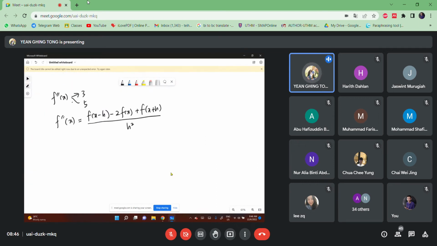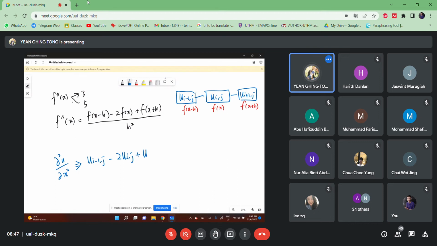If let's say second derivative with respect to x, then going back to this one, this is Uij, Ui plus 1j, Ui minus 1j. You see, this one is fx minus h, this is fx, this is fx plus h. So it will become Ui minus 1j minus 2Uij plus Ui plus 1j divided by h squared.